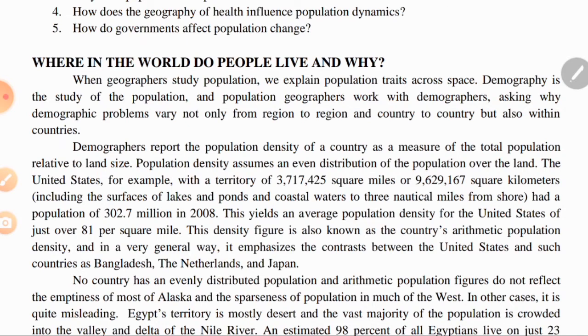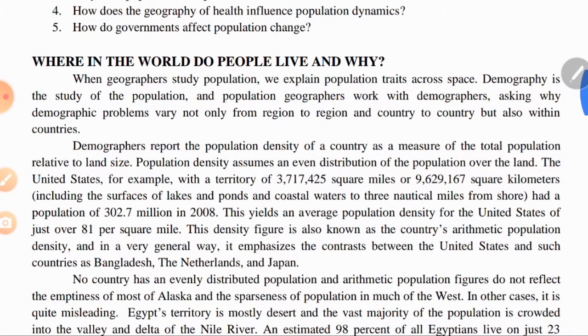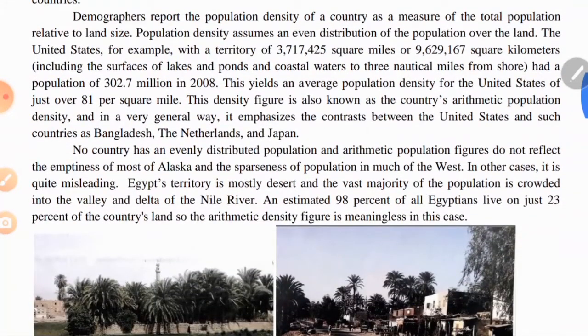This density figure is also known as the country's arithmetic population density. In a very general way, it emphasizes the contrast between the US and such countries as Bangladesh, the Netherlands, and Japan. No country has an evenly distributed population, and the arithmetic figures do not reflect the emptiness of most of Alaska and the sparseness of population in much of the West.